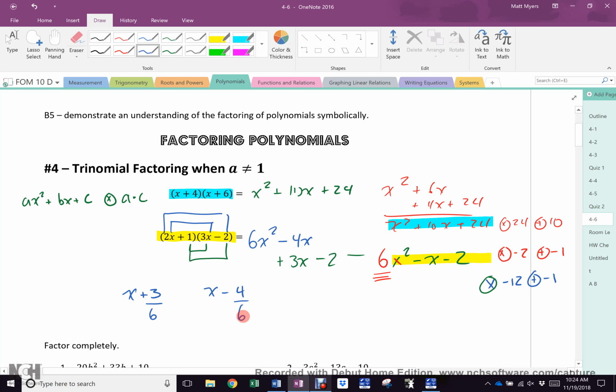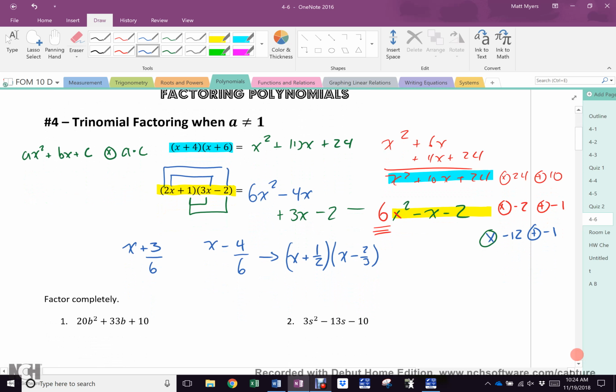Now, would you ever hand that fraction to Mrs. Bad Crumble? No. What would you write it as? This would become x plus 1/2. Yes? And what would this become? X minus 2/3. Everybody agree?